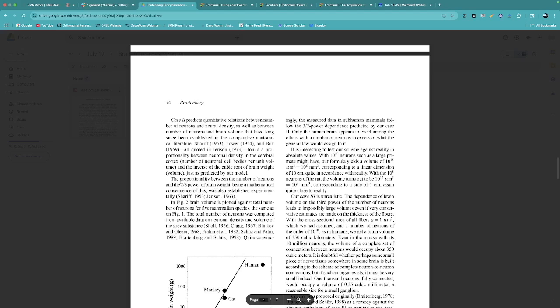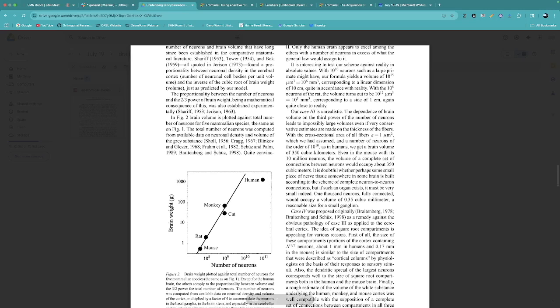And so, we know from experiments that allometric scaling is a 2/3 power law. The number of neurons and the 2/3 power of brain weight is something that was established experimentally back in the 1950s and 1960s. So this is where we have the allometric scaling for the number of neurons versus brain weight in grams. So the weight of the tissue versus the number of neurons within that volume of tissue.